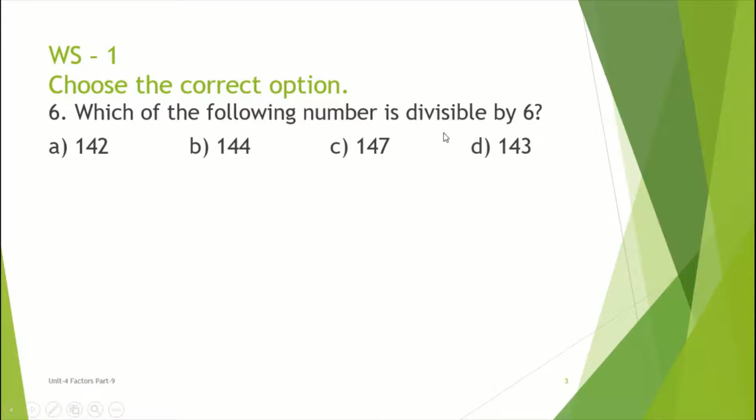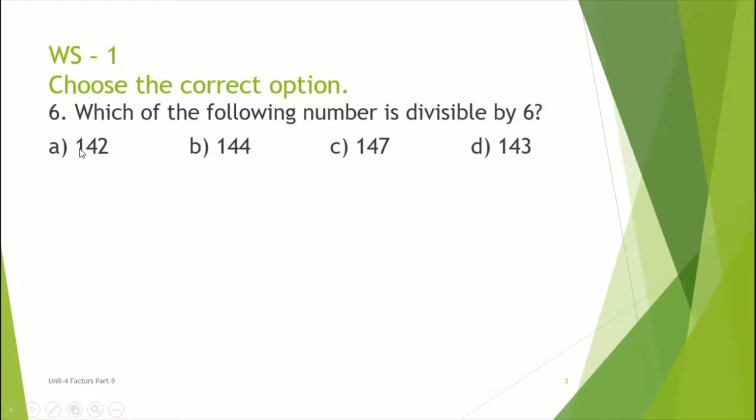So scholars, from these we will not consider options C and D, because from seeing the numbers we can identify that 147 and 143 are not divisible by 2. So we don't have to check the divisibility test of 3. Why? Because the unit place is 7, which is an odd number, and here also the unit place is 3, which is an odd number, and the divisibility rule of 2 states that the units place should be 0, 2, 4, 6 or 8. Now we have two options, that is A and B.